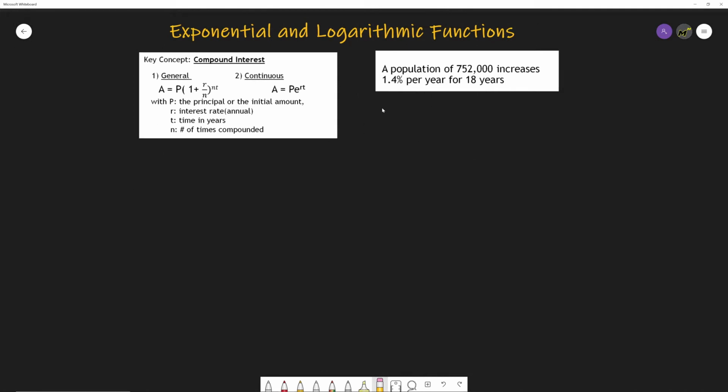We have 752,000 as our principal, and our rate of increase, so it's going up, that means it's growth, and they're doing this per year, so one time per year is our compound, and 18 years for the total time. So our amount will equal the principal of 752,000, and then multiply that by 1 plus the rate of 0.014, because 1.4% would be that in decimal form, and our number of times compounded will be 1, and then to the 1 times 18, well, that's 18, okay.